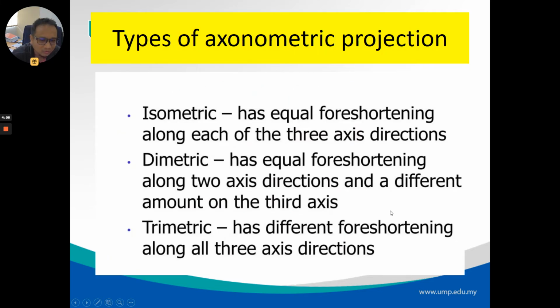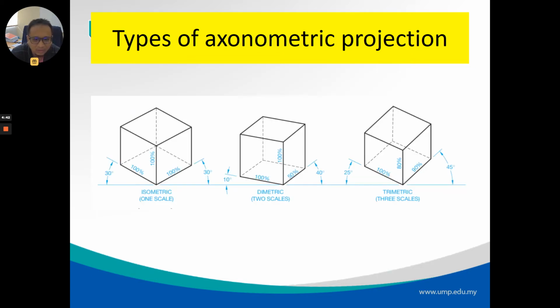There are three types of axonometric projection. The first one is isometric, which has equal foreshortening. That means equal length between the left side and the right side, 30 degrees each side. Diametric has different angles, which are 40 degrees and 10 degrees: 10 degrees on the left side, 40 degrees on the right side. Two different axis directions. The trimetric is also the same, but with foreshortening on all three axis directions. There is a 25 degree and a 45 degree angle. I'll show you later on what I mean by it.